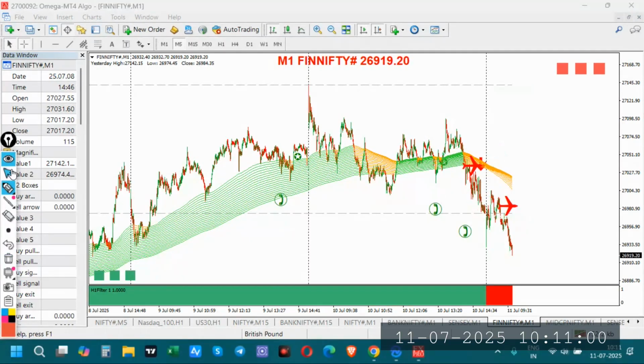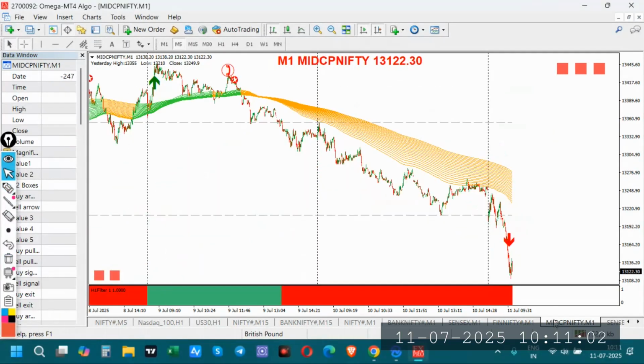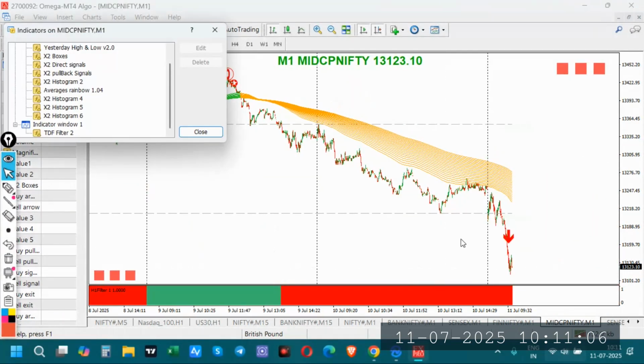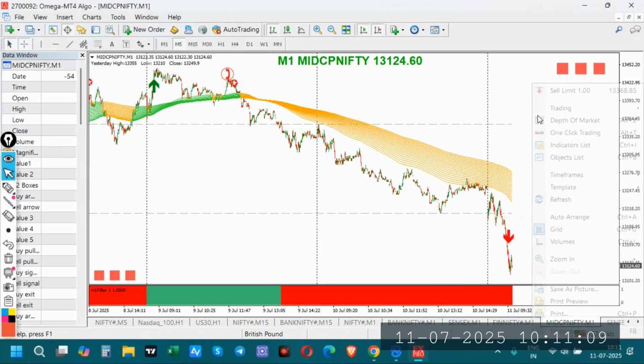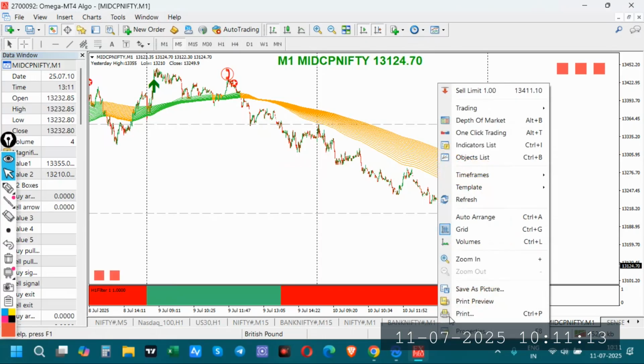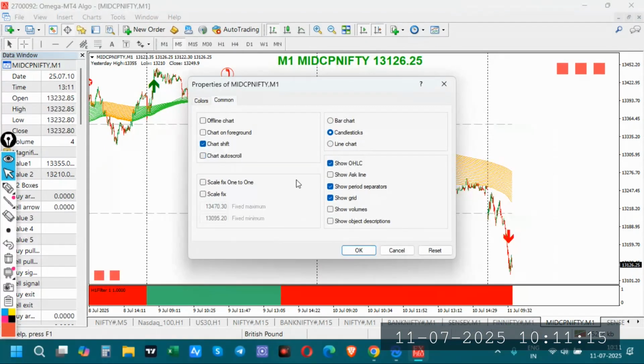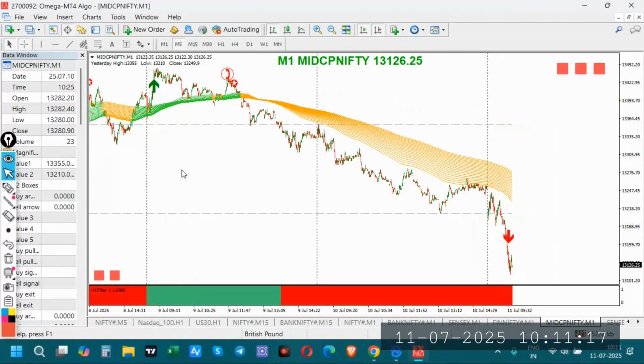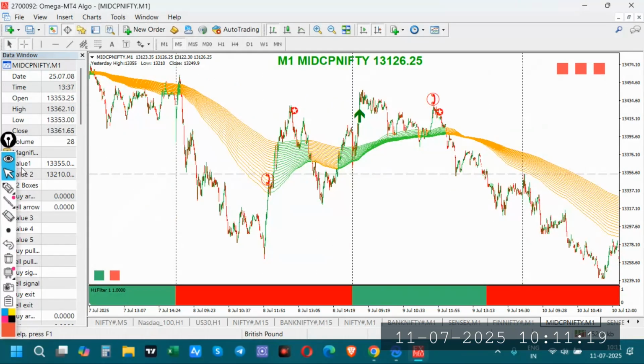Let us go to Mid Cap Nifty. The Mid Cap Nifty chart is a very good lesson to understand what happens in the market. Let me show you. Let me remove this one, auto scroll. See, when Nifty and Bank Nifty went into buy here, only one arrow came in Mid Cap Nifty. Nifty, Bank Nifty, and Fin Nifty also went into buy, but this has not gone into buy.